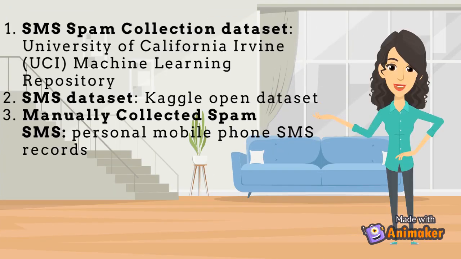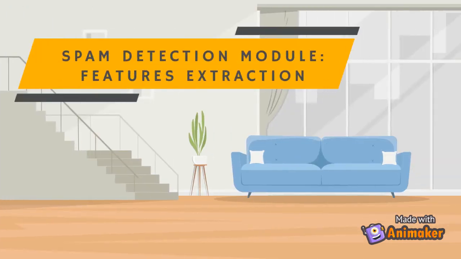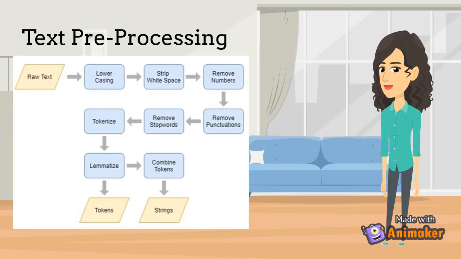To train and develop the spam text classification module, we have selected and utilized the following datasets. Before proceeding to feature engineering using the dataset, we applied some common text pre-processing to the data. Notice that we have 2 types of outputs from the text pre-processing.